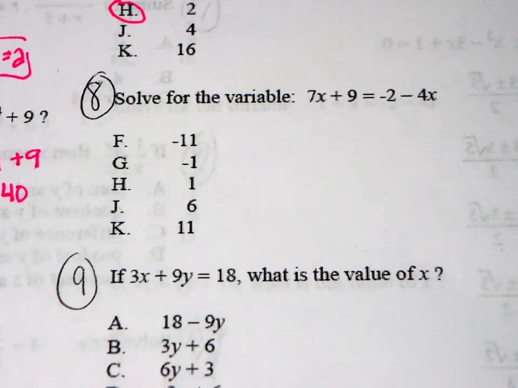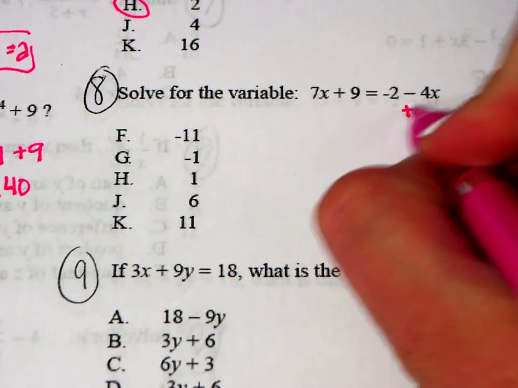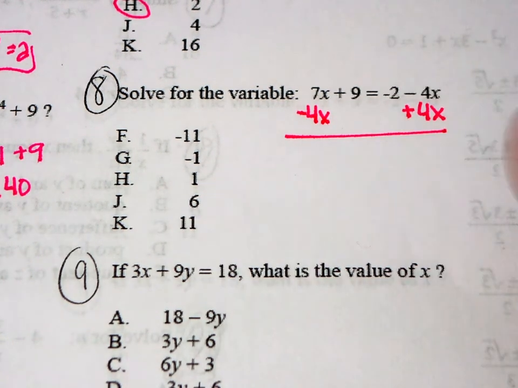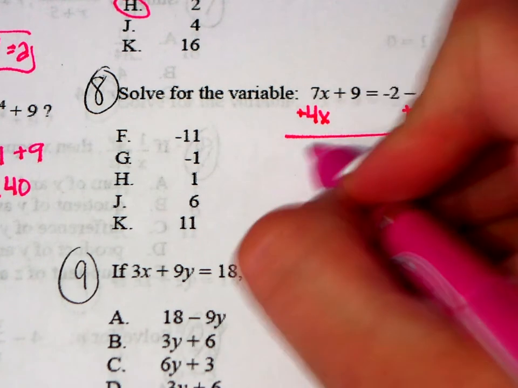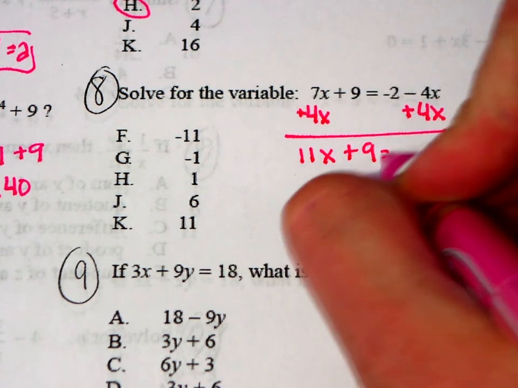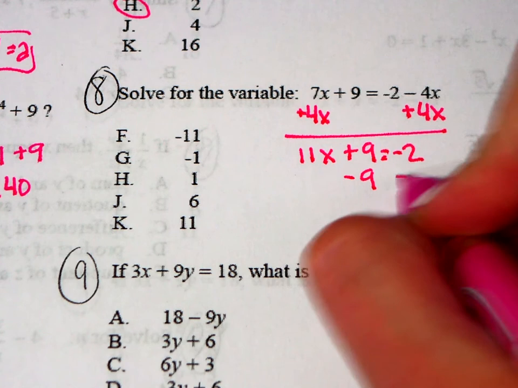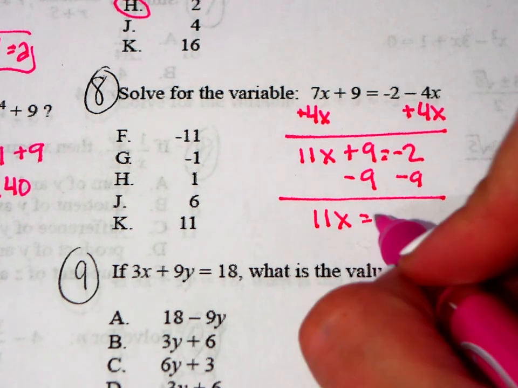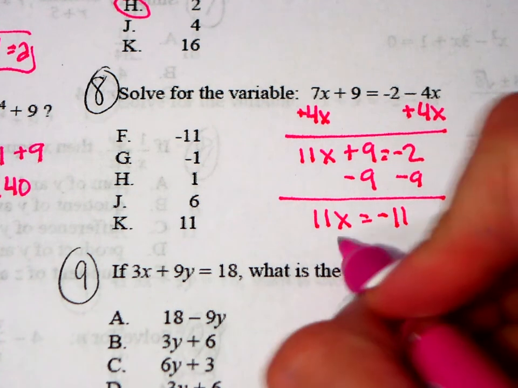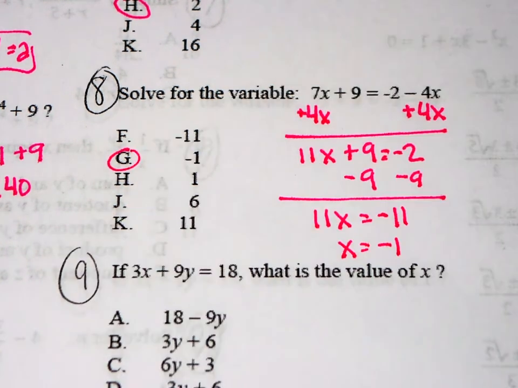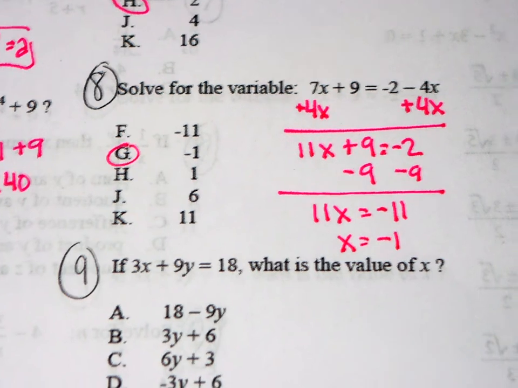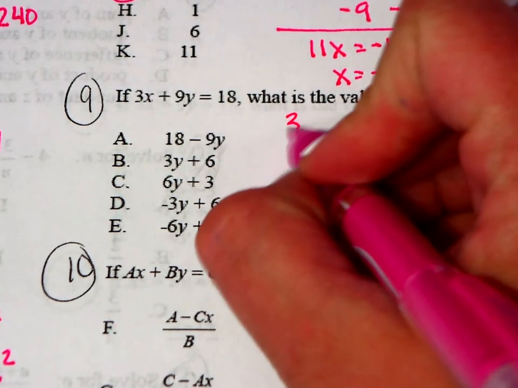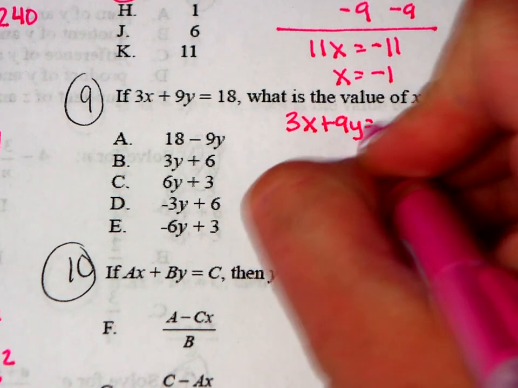All right, number 8, solve for the variable. So basic, solve for the variable. I want to combine 4x with this 7x by subtracting. Or by adding, sorry. 7 plus 4 is 11x plus 9 equals negative 2. Subtract 9. 11x equals negative 11. Dividing both sides by 11, I get negative 1, which is option G. Basic, solve the problem. Number 9 also trips some of us up in class, but let's kind of solve it out. It's not as hard as it looks.